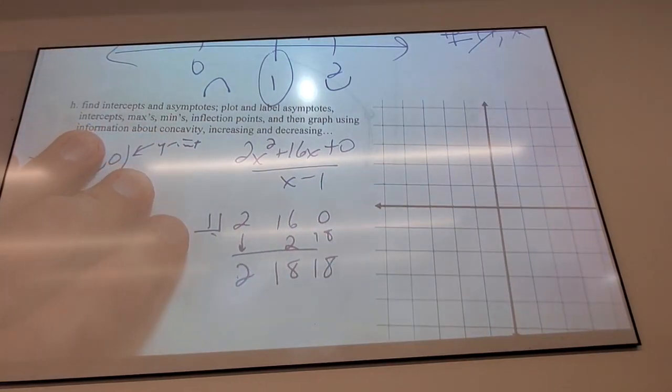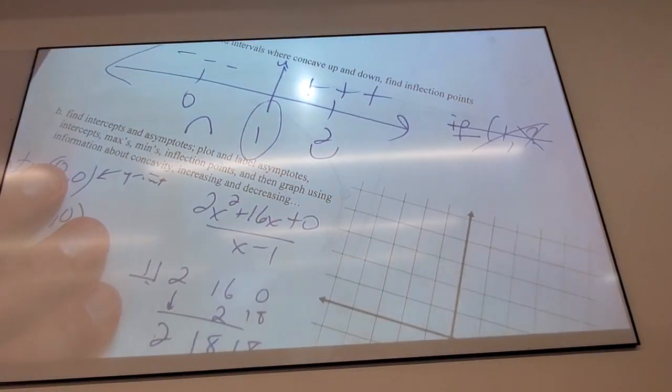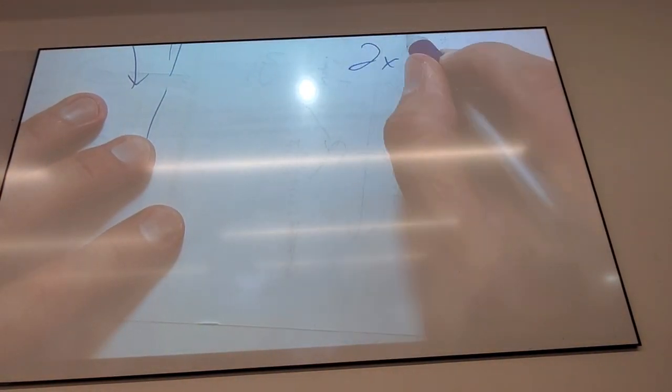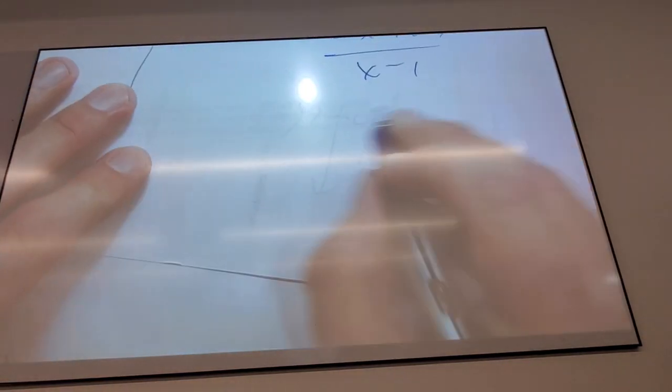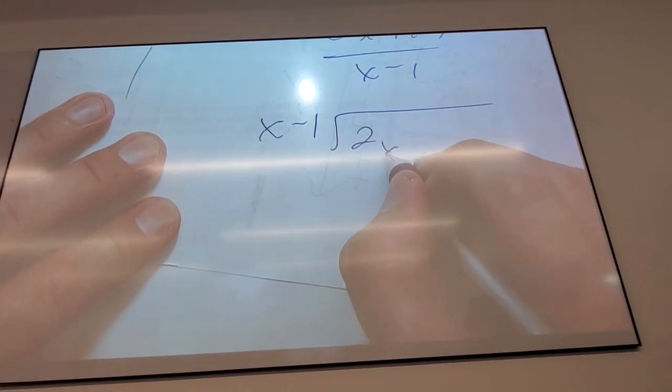If that doesn't sound familiar, find a pre-calc teacher, slap them in the face. Or slap yourself in the face if you just forgot. Otherwise, you could do long division. Does this look better? No.